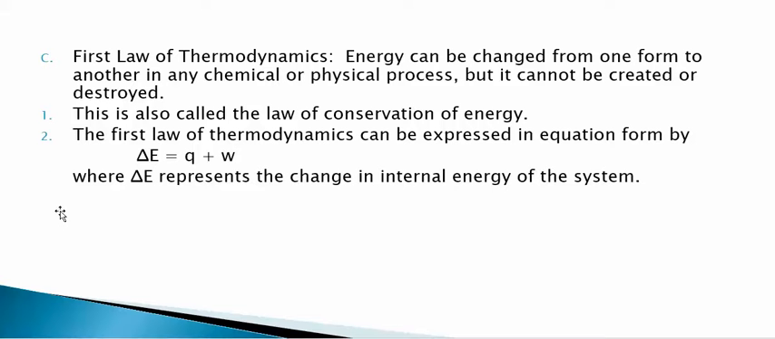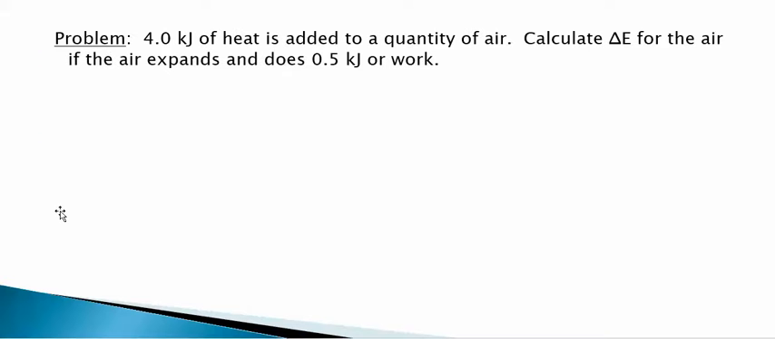The first law says that energy can be changed from one form to another, but it cannot be created or destroyed. The first law in an equation form is represented by delta E equals Q plus W. Delta E is the change in internal energy. Q is heat and W is work. So let's look at a problem with the first law.